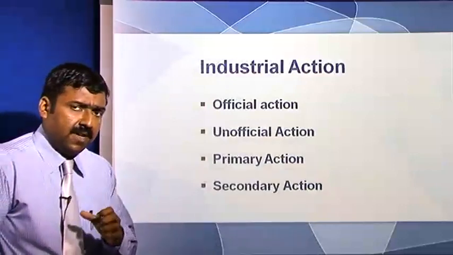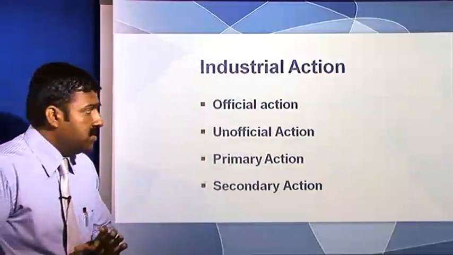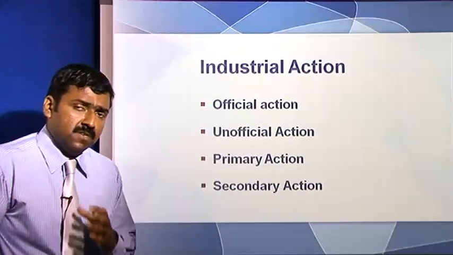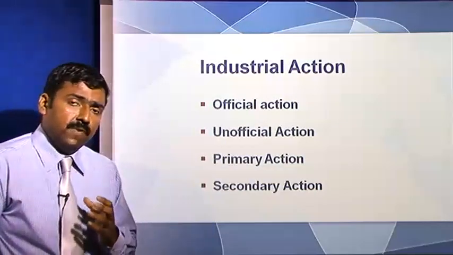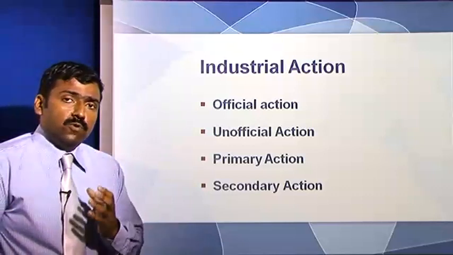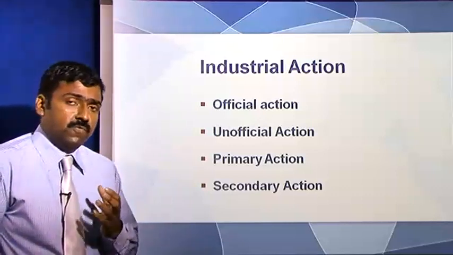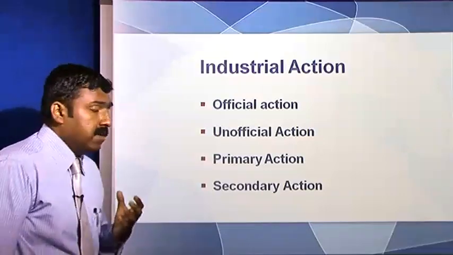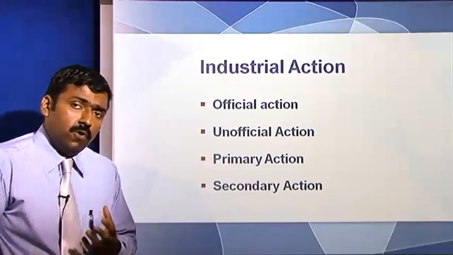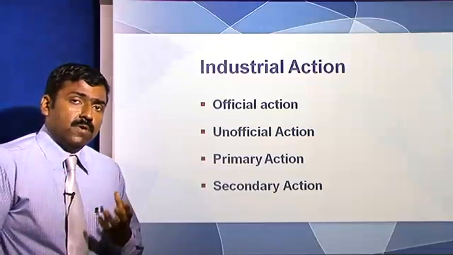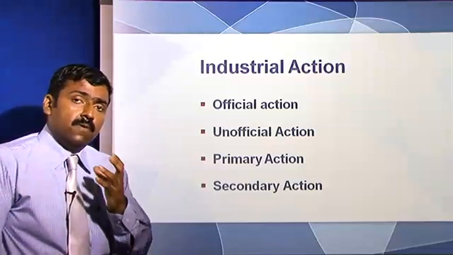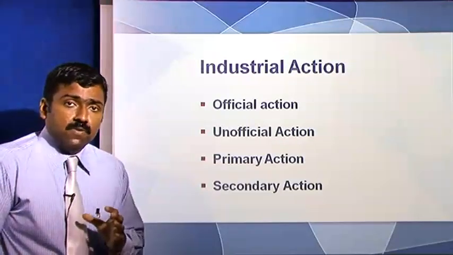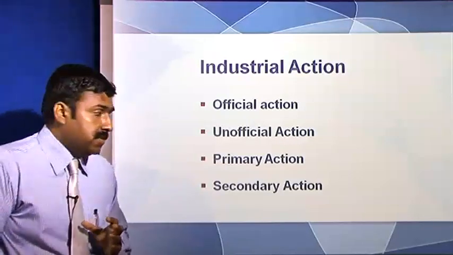So in effect, industrial action can be classified into official action, unofficial action, primary action and secondary action. Official action is with the support of the trade unions, wherein you adopt an approach called strike, wherein you refuse to work. That is official. A strike is recognized if it's for a legal purpose. Unofficial action is wherein, without the support of the unions, a group of employees resort to activities such as non-cooperation and they cease working. So this takes the form of unofficial action.